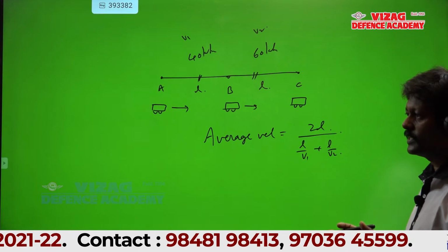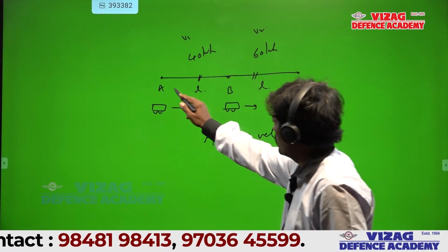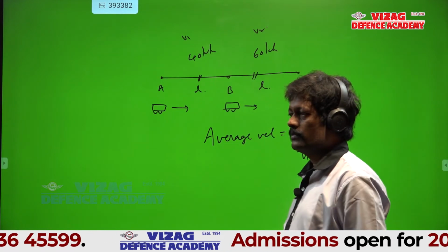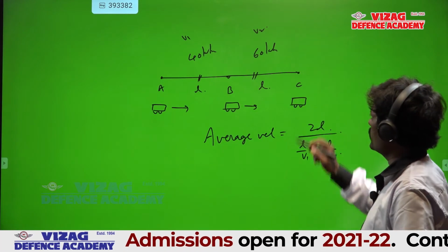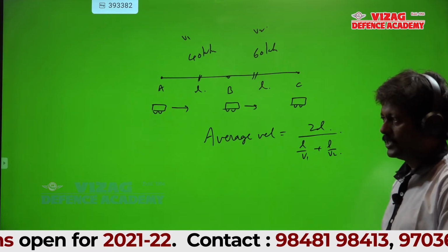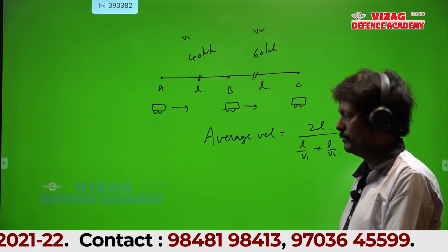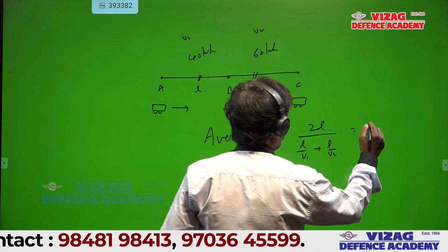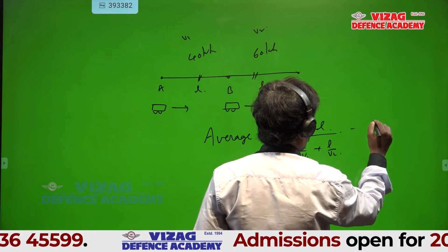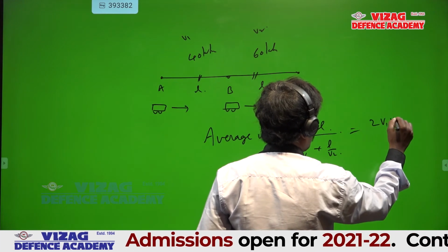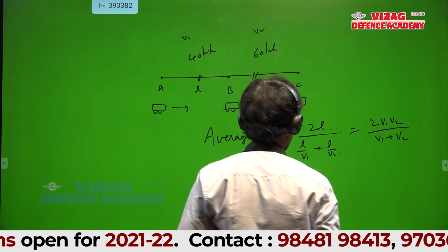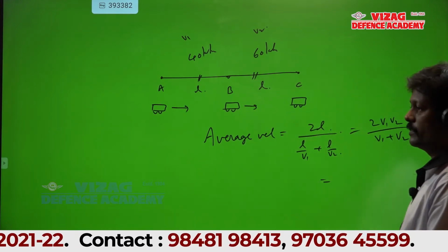How do you get total time? A to B time taken is L by V1. B to C time taken is L by V2. Displacement by speed gives you time. So this gives you 2V1 V2 by V1 plus V2. This gives you how much, can you tell me? 48 kilometers per hour.